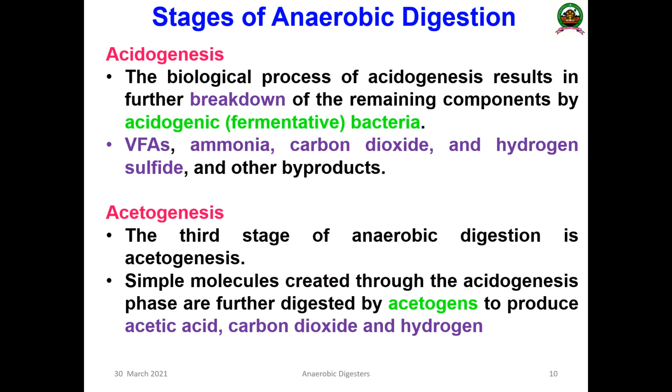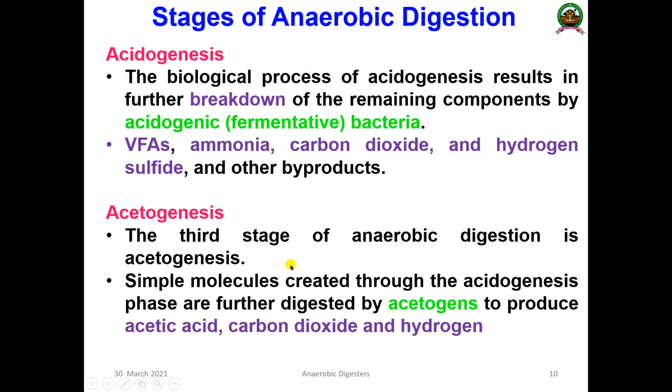Then this step, acidogenesis, the biological process of acidogenesis, results in the further breakdown of the remaining components that were not degraded in the previous stage by acidogenic bacteria, otherwise known as fermentative bacteria. So the end products are volatile fatty acids, ammonia, carbon dioxide and hydrogen, and other byproducts are also produced. That is known as acidogenesis. Okay. Then the next one is acetogenesis.